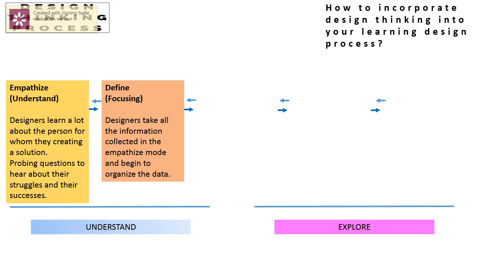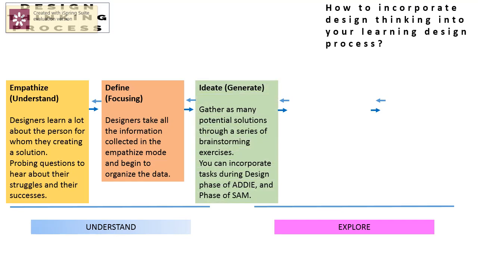Now, the next stage is ideation. Once you have clearly defined the problem based on the information you gathered during empathize, you are ready to enter the mode of ideation. Now, what is ideation? Ideation is the process of gathering as many potential solutions as possible through a series of brainstorming exercises.